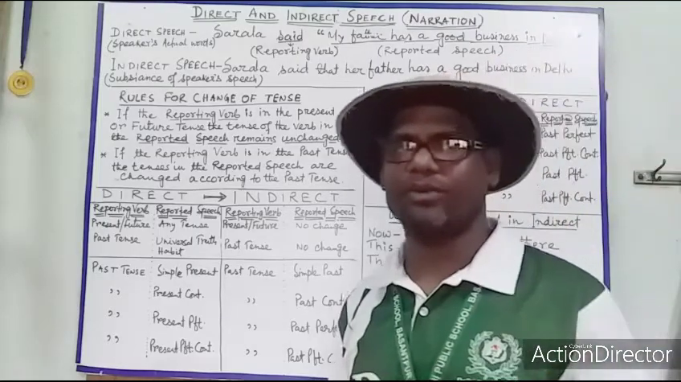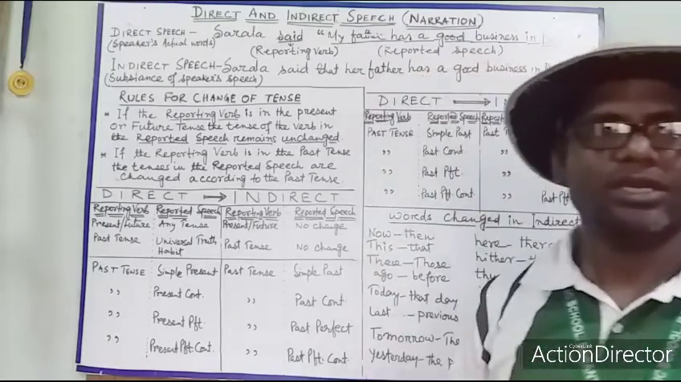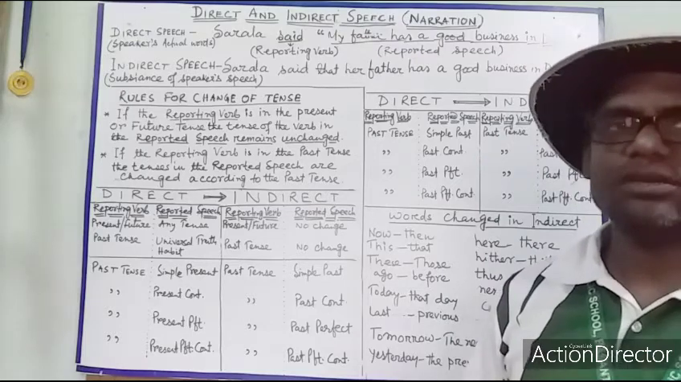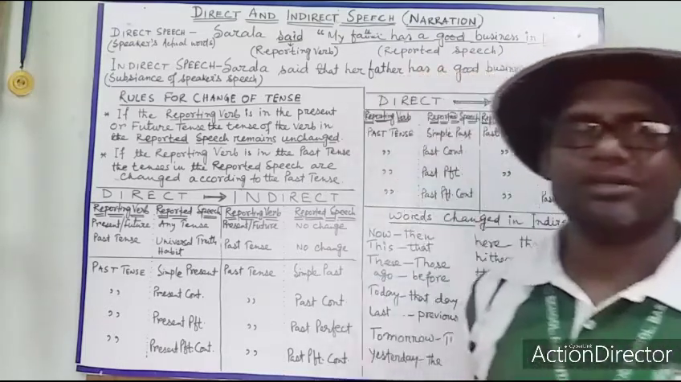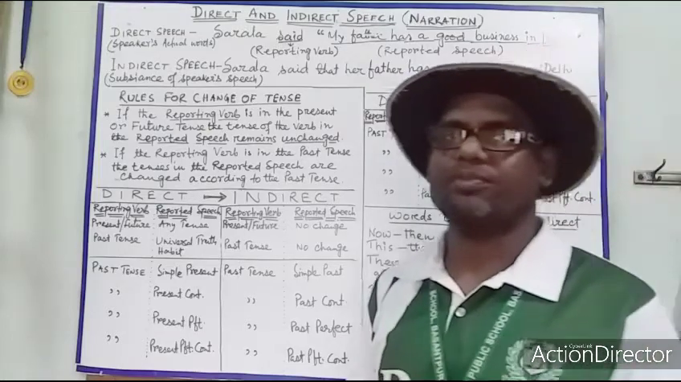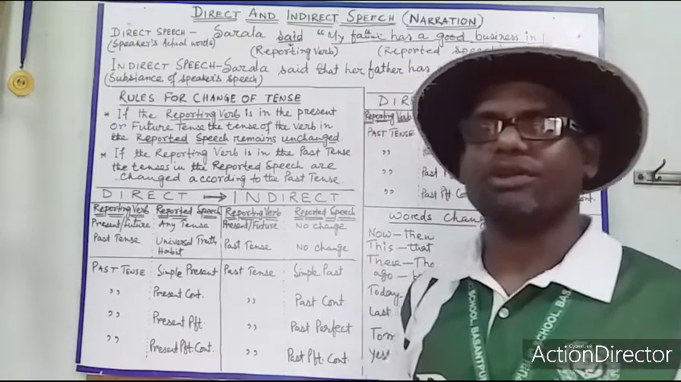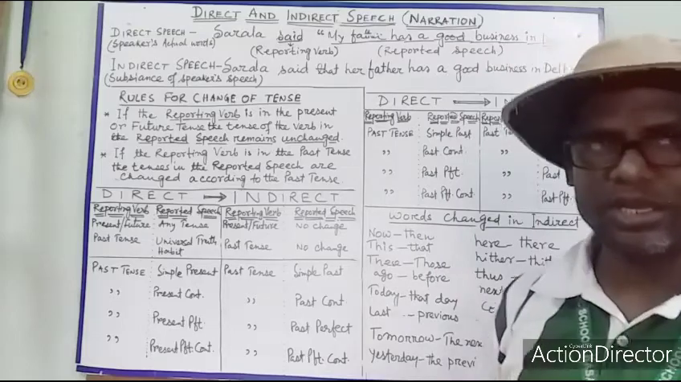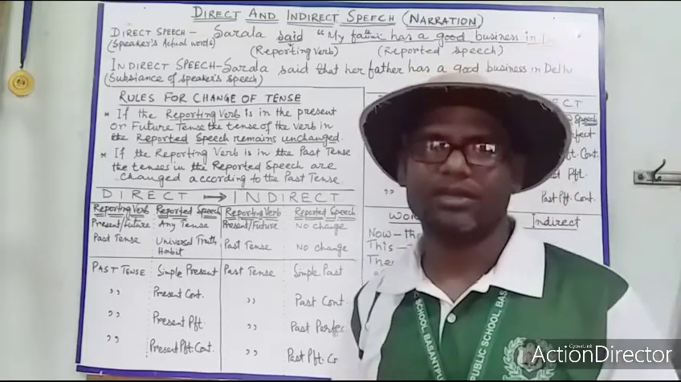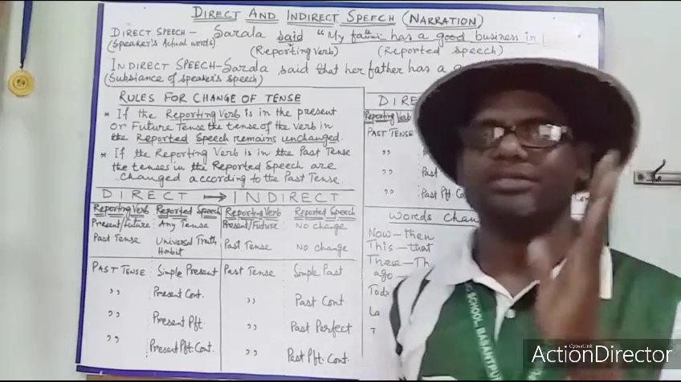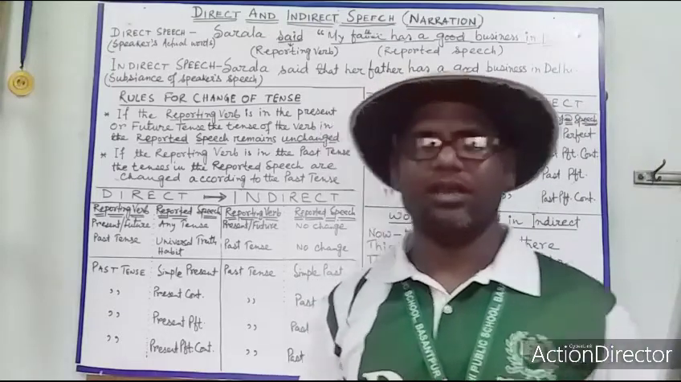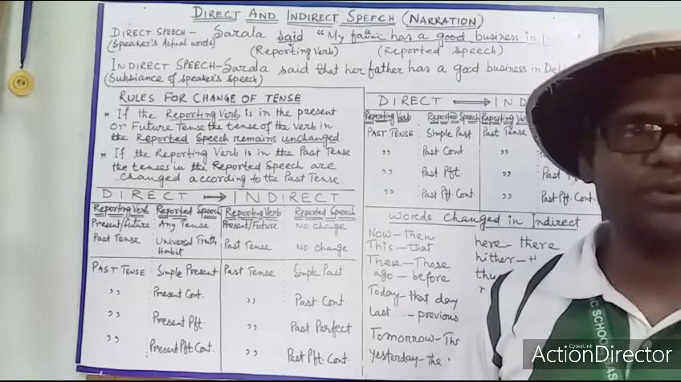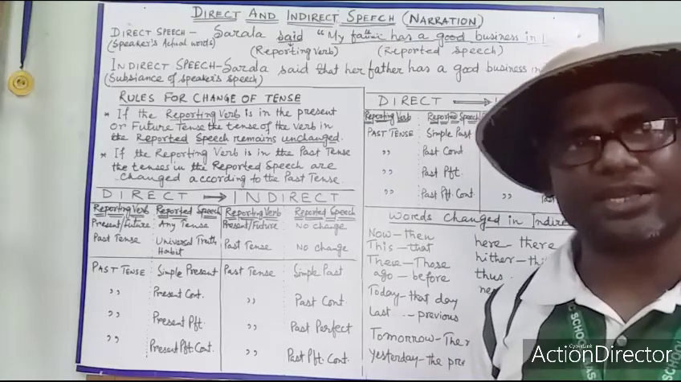You have to remember well. Learn by heart: if the reporting verb is in present tense or future tense, the tense of the verb in the reported speech will remain unchanged. Whatever tense is given, that will be the same. No change of tense will be there. This is the first rule of changing from direct to indirect.